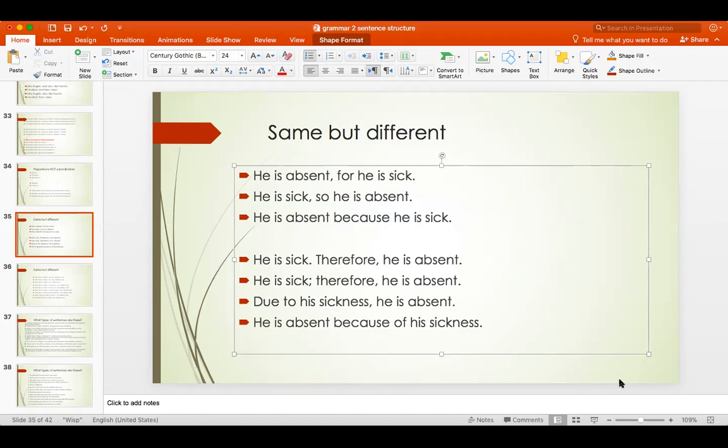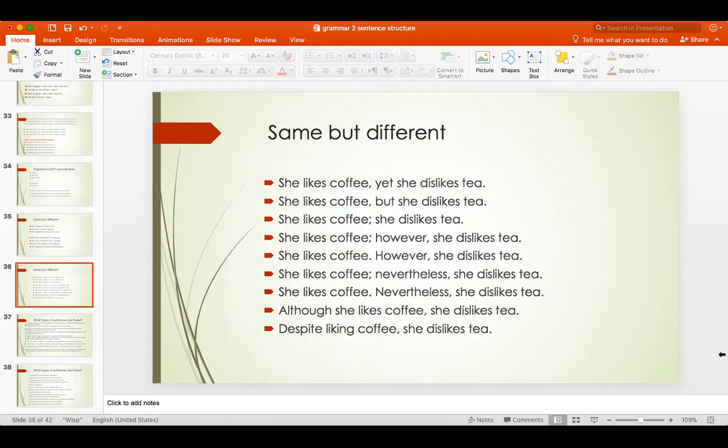Due to his sickness, he is absent, simple. He is absent because of his sickness, still simple, because we have one main verb. Again, different sentences, different structures, but basically the same. Not 100%, probably 90%, 95%, 99%.